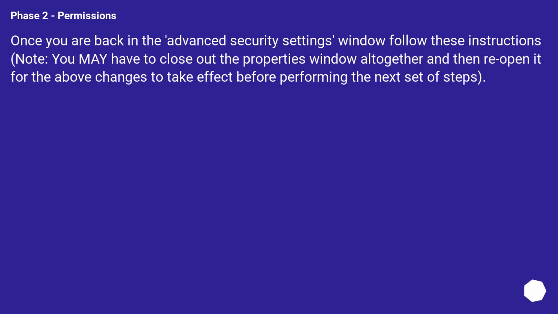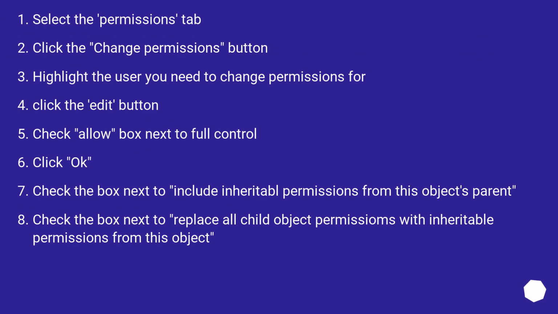Phase 2. Permissions. Once you are back in the Advanced Security Settings window, follow these instructions. Note, you may have to close out the Properties window altogether and then reopen it for the above changes to take effect before performing the next set of steps. Select the Permissions tab. Click the Change Permissions button. Highlight the user you need to change permissions for.